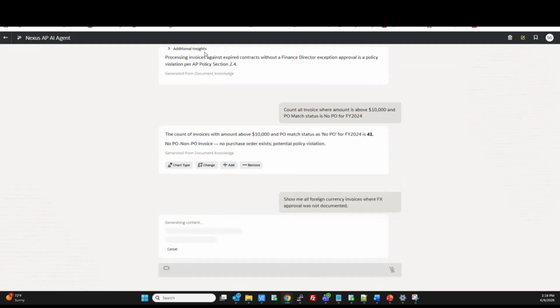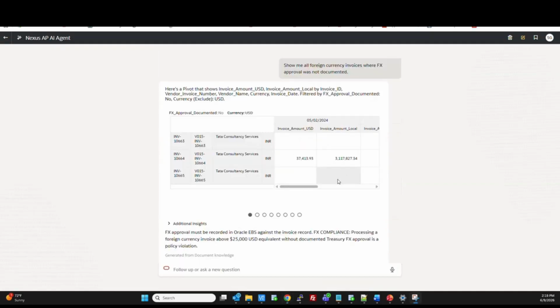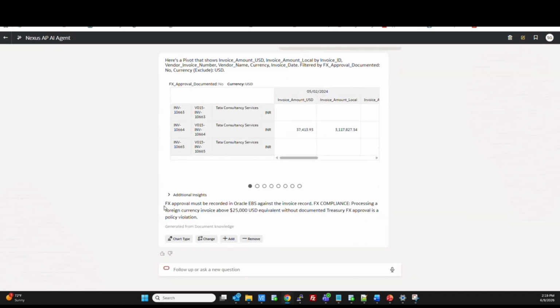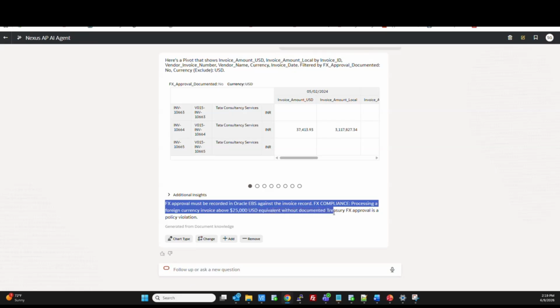Agent responded with 3 invoices, and it also said a Forex approval must be recorded in the ERP against the invoice record. Forex compliance: processing a foreign currency invoice above 25,000 or equivalent without documentation is a Forex approval policy violation. Again, with the help of the agent, the Forex team can ask questions in plain English with no dependency on the IT team. Now I have another question.